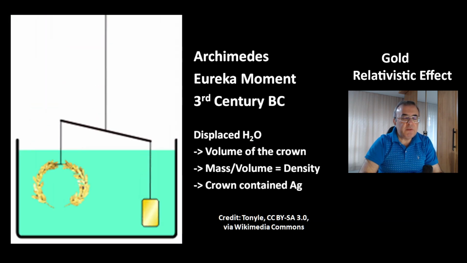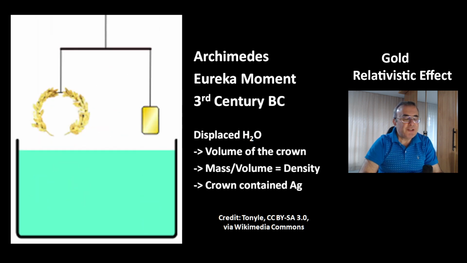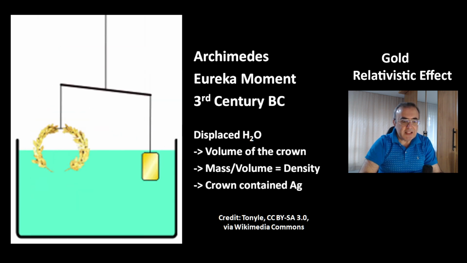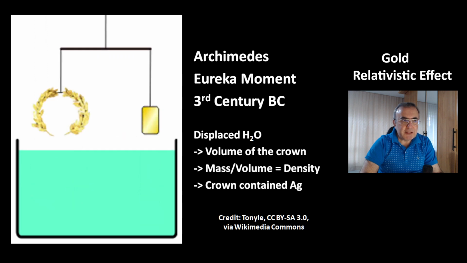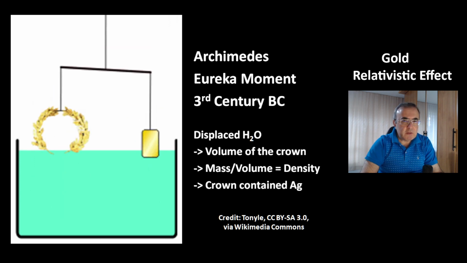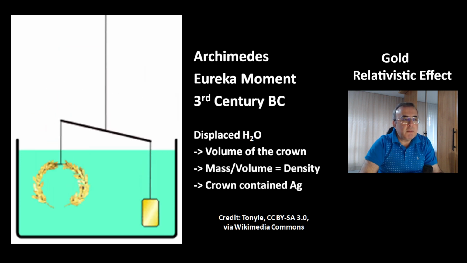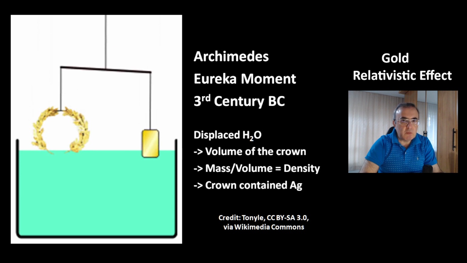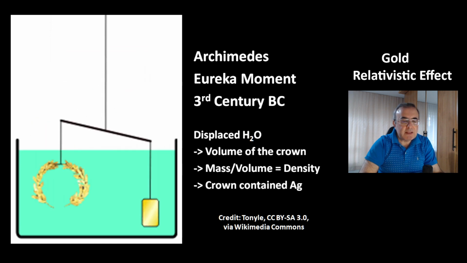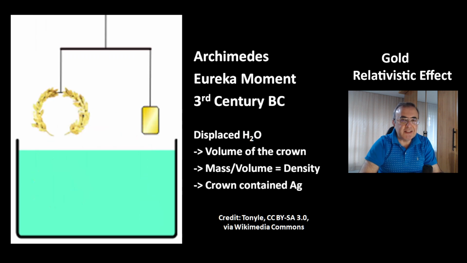In the 3rd century before Christ, Archimedes was ordered by his king to find out if his crown was pure gold or not. And while he was taking a bath, he recognized that he displaced water as he entered the bath, and that gave him the idea how to measure the pureness of the crown by measuring the volume of the displaced water. The mass divided by the volume gives you the density, and with this method he was able to prove that the crown was not pure gold, it contained silver.